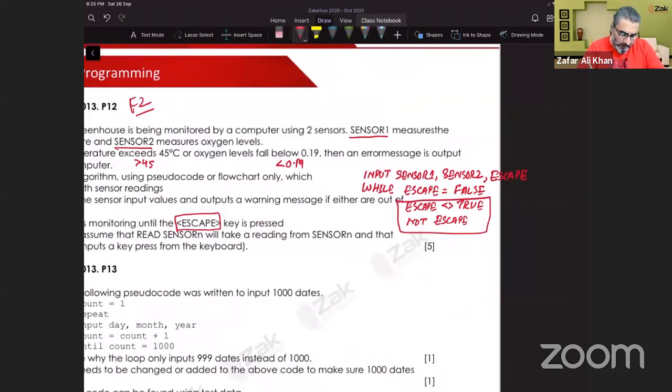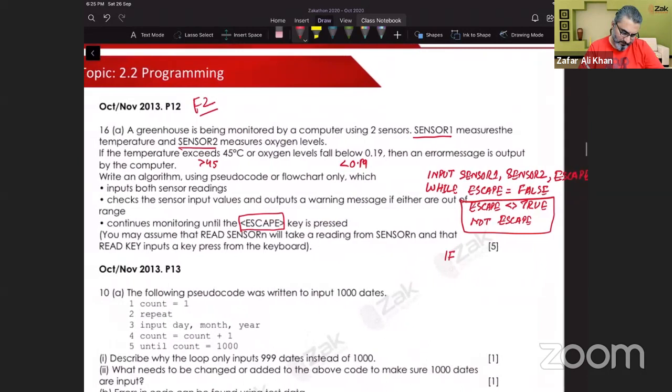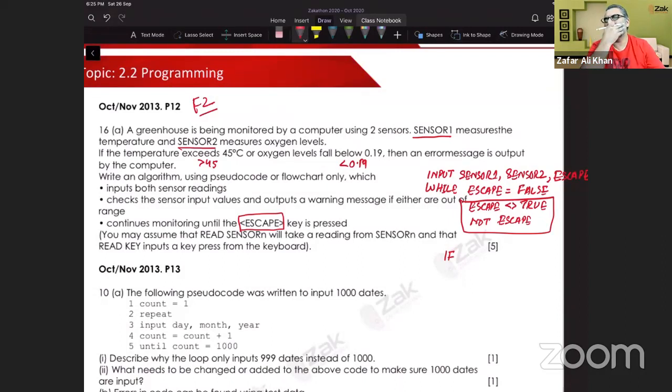While escape is equal to false, we have to check what it says: check the sensor input and warning signal if either is out of range. Okay, so this is basically output with decision. This is not format 2. Check the sensor input values. This is format 2, output with decision. I'm sorry, check the sensor input value and output warning message.